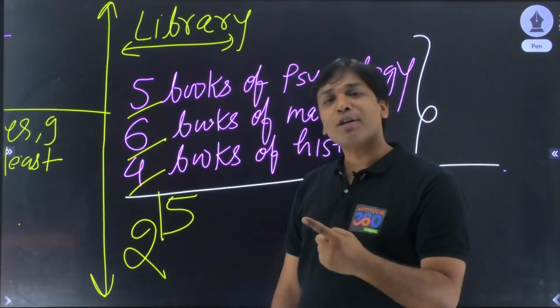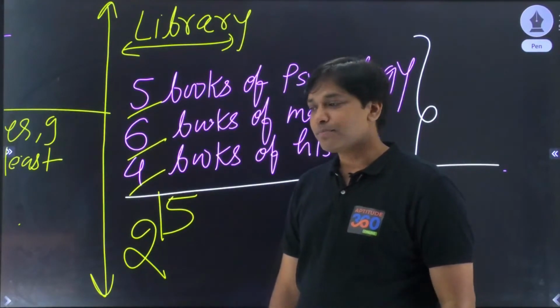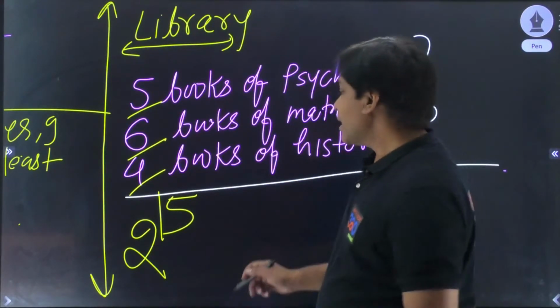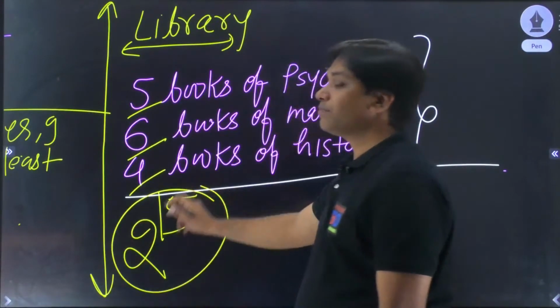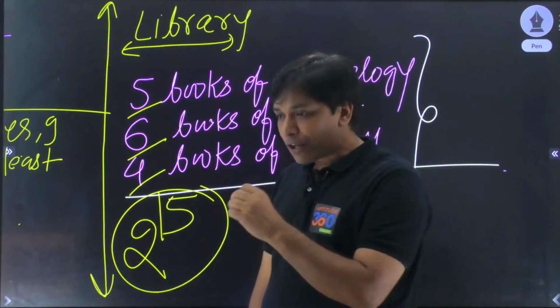In how many ways you can do that? You get all the books issued. यही कर सकते हो ना भाई। So what is the answer? This answer is 2 raised to 15. Does this make sense to you? Are we understanding this thing?